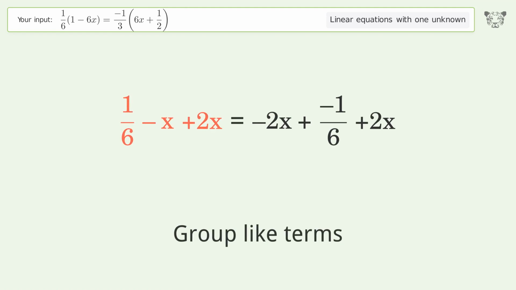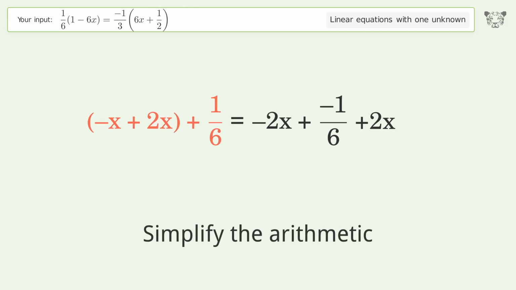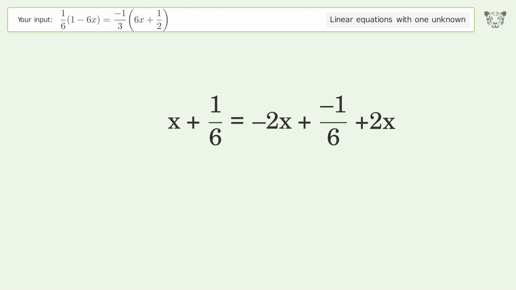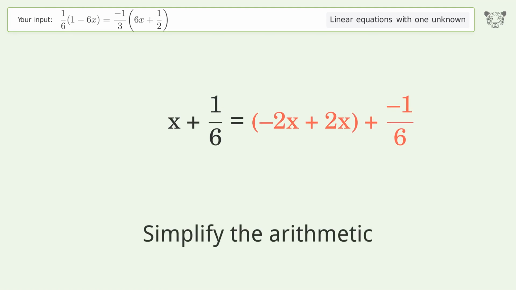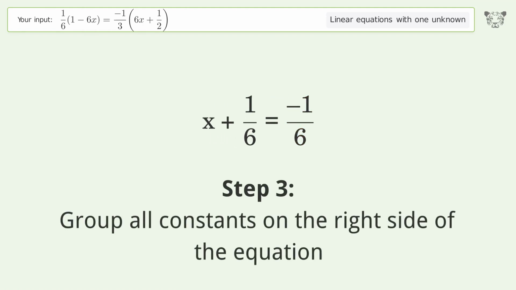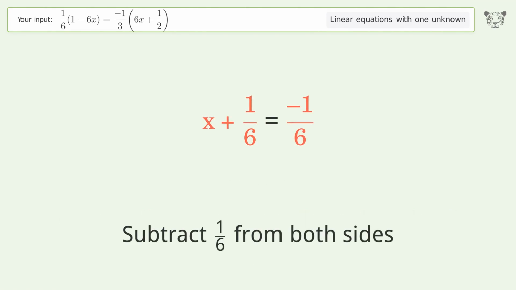Group like terms. Simplify the arithmetic. Group like terms. Simplify the arithmetic. Group all constants on the right side of the equation. Subtract 1/6 from both sides.